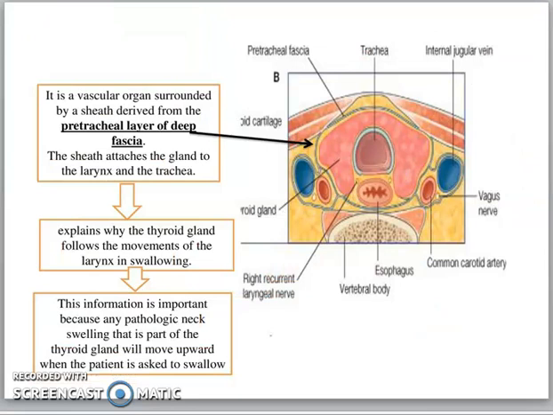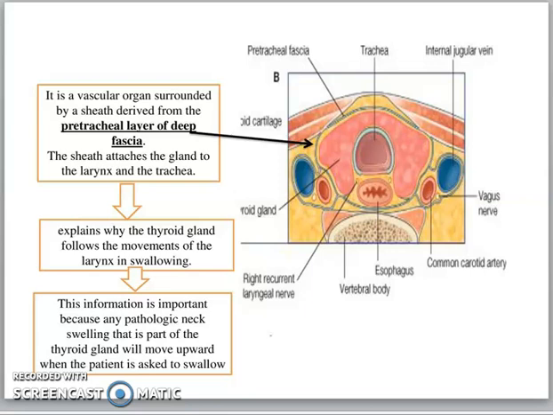In a cross section, the thyroid gland is seen to be a vascular organ surrounded by a sheath derived from the pretracheal layer of the deep fascia. This pretracheal layer of the deep fascia actually keeps the thyroid gland in place.